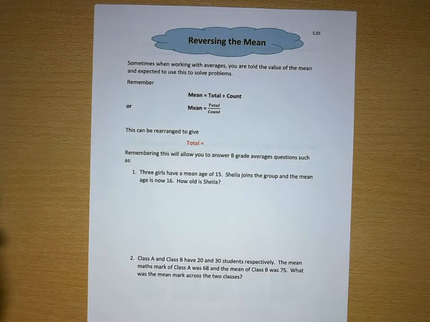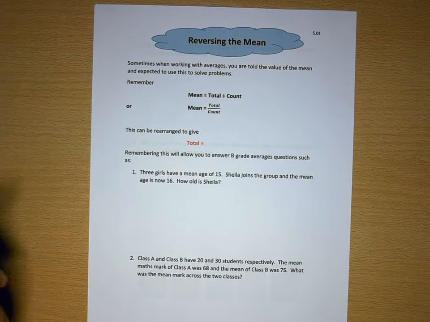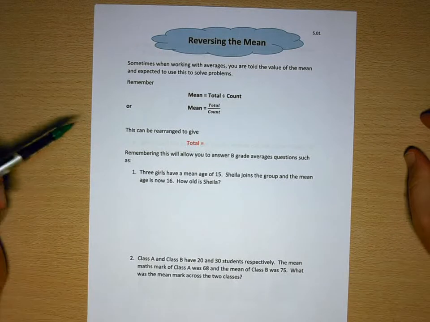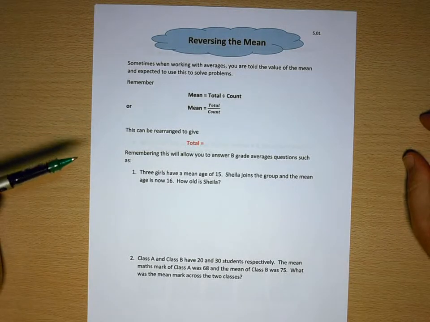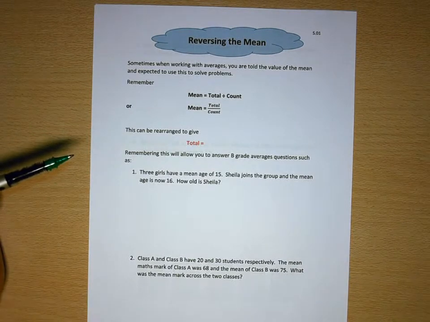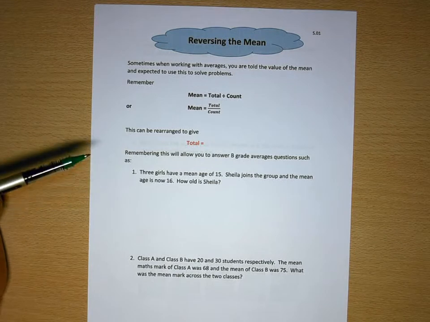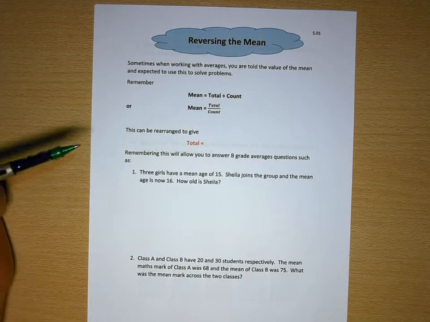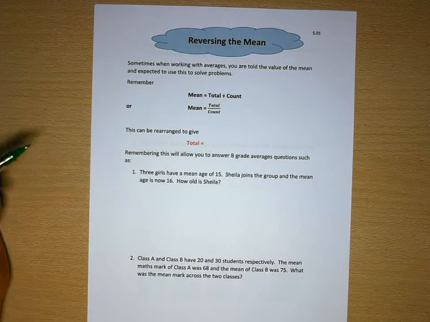Okay, in this lesson we were looking at different ways of using the mean, and in particular in higher tier and grade B questions you will find instances where you're given the mean and you have to use that to work backwards to find out a total before you can move forward with the problem. So these are quite challenging.